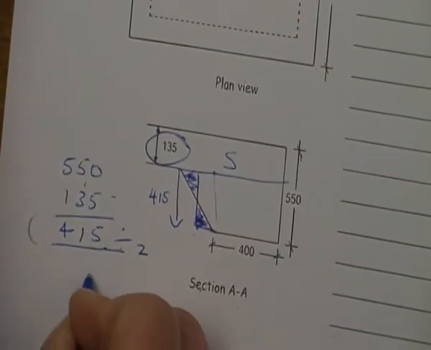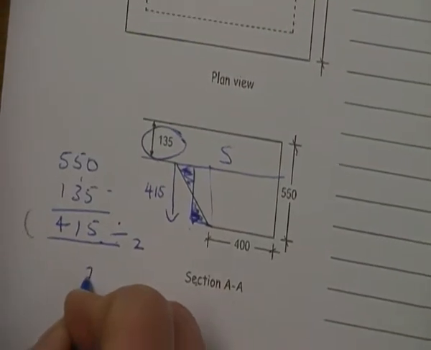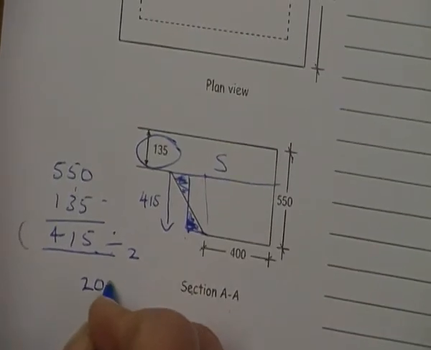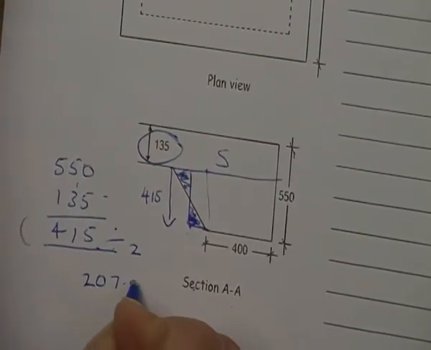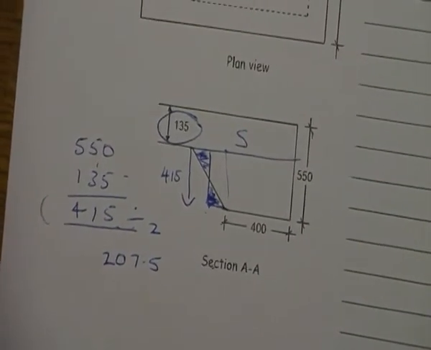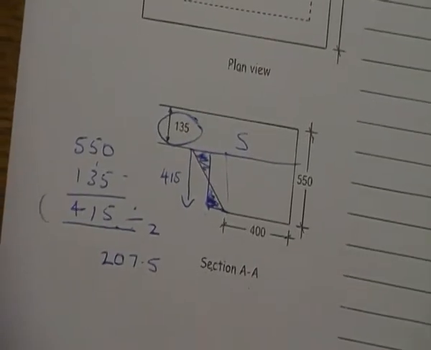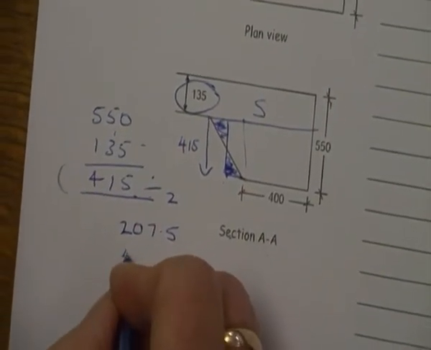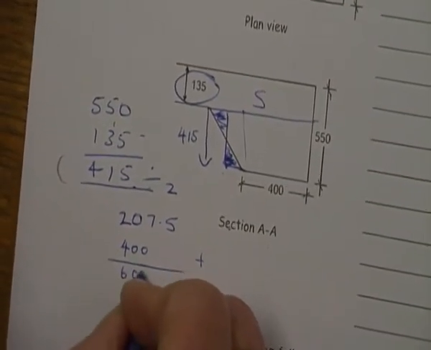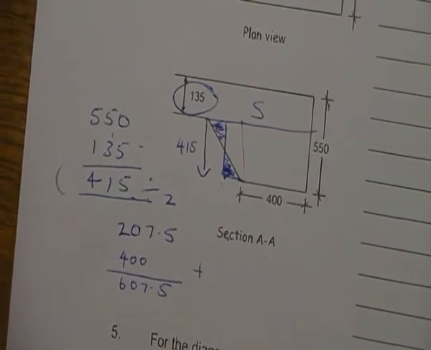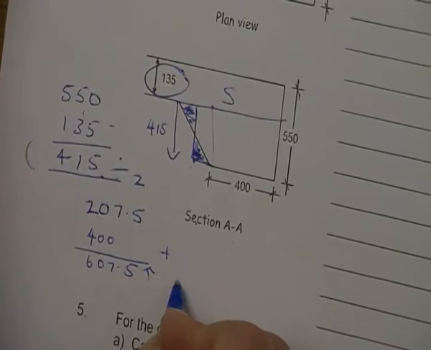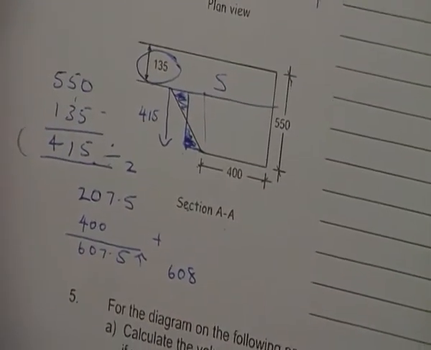2 into 4 is 2. 2 into 1 is 0. 2 into 15 is 7. Oh, we got a weird one now. Okay, so 207.5. We're going to add that 400 to the width, so it's going to give me 607.5. Just for sake, we're going to make that 608 and we're rounding it up.